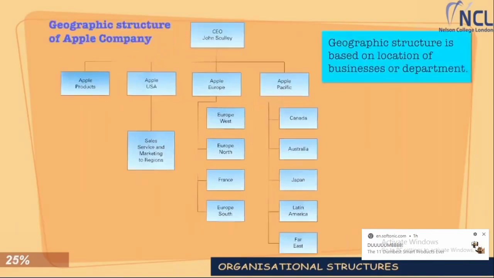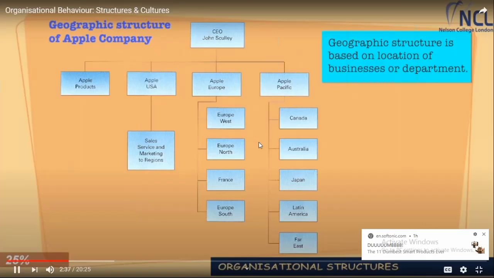Structure is based on location of businesses or department. Yes, for example, let's use GPT. For example, you can see we have different centers. So we can use geographical structure as Iboleni Center, Ajakuta Center, Jigawa Center, and the rest of them. Okay.